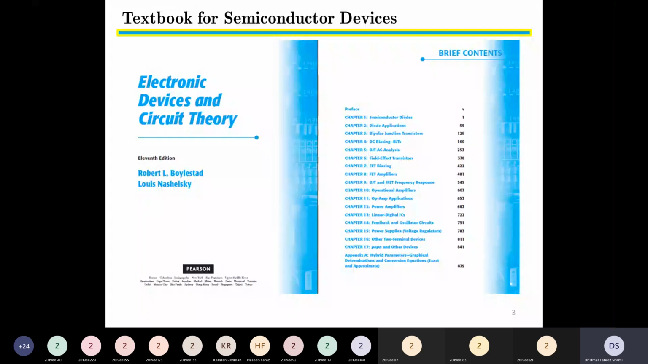Electronic Devices and Circuit Theory, 11th edition by Robert L. Boylestad. Then is the brief contents. In the brief contents, we will start with chapter number 1. We have already started with chapter number 1. Then for diode applications, we will turn to chapter number 2. Then in chapter number 3, we will do bipolar junction transistors. In 4, the biasing and AC analysis, and after this, we have the field effect transistors and so on.